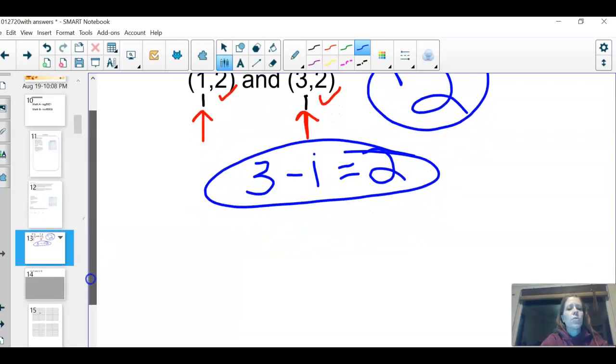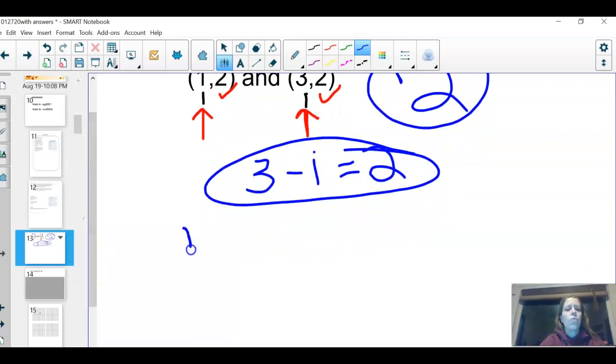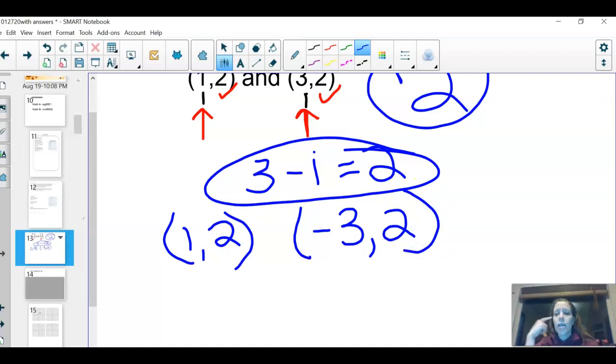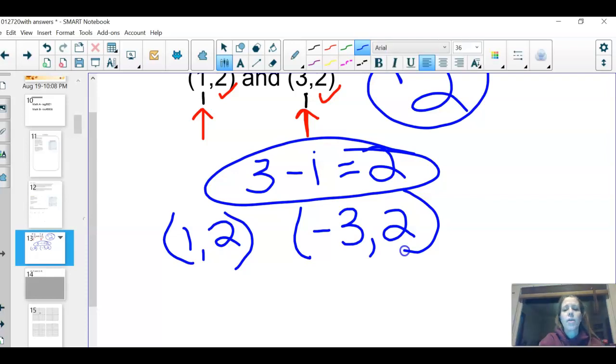So let's start with, instead of 1, 2, and 3, 2, we're going to write 1, 2, and negative 3, 2. Okay, the first thing, and you can do this every time, is I'm going to draw it on my grid that we were using yesterday, okay?